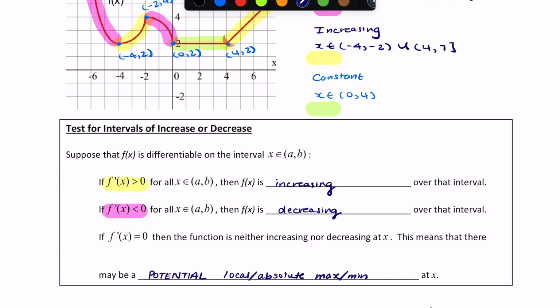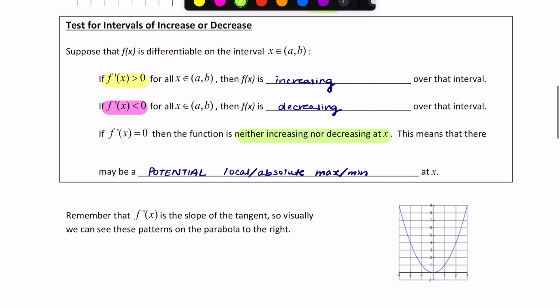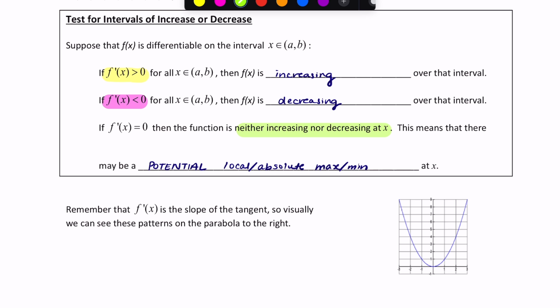Again, let me just repeat that. If f prime of x is equal to 0, the function is neither increasing nor decreasing at x. This means that there may be a potential local or absolute maximum or minimum at x. So remember that f prime of x is the slope of the tangent. So visually, we can see these patterns on a parabola.